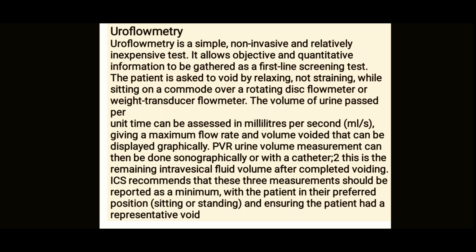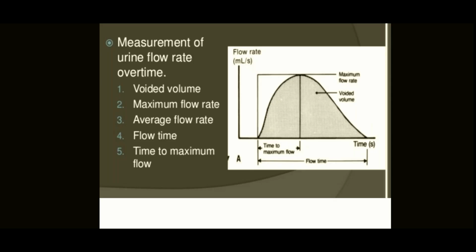The International Continence Society says that the uroflowmetry should be reported as a minimum with the patient in their preferred position, whatever they feel like, so they can use either a standing or a sitting position, ensuring that the patient had a representative void. They should be telling us the speed of the urine, the volume of the urine, and the residual volume.